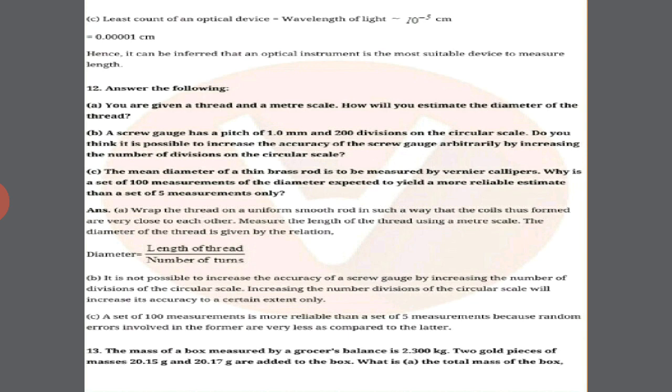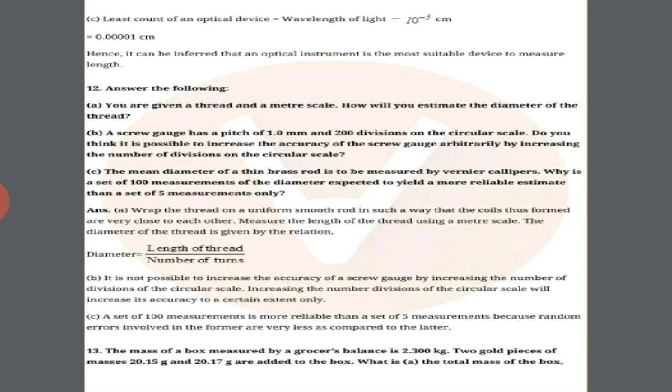Second: a screw gauge has a pitch of 1 mm and 200 divisions on the vernier scale. Do you think it is possible to increase the accuracy of the screw gauge arbitrarily by increasing the number of divisions on the circular scale? No, it is not possible. Increasing the number of divisions on the circular scale will increase its accuracy to a certain extent only. It doesn't mean that if we continue to increase, the accuracy increases in the same ratio.